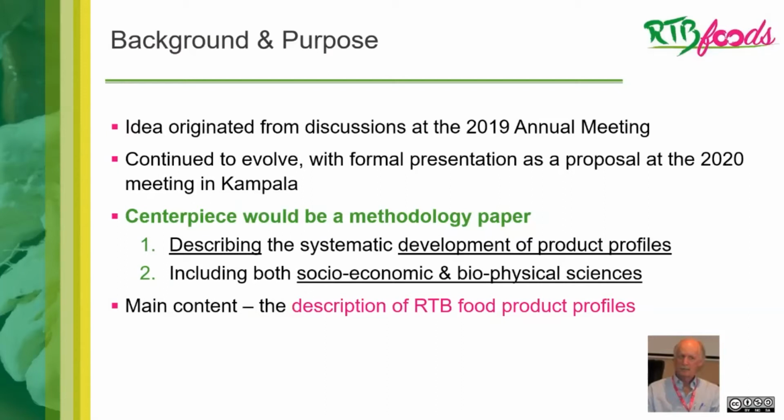The centerpiece would be a methodology paper which described the systematic development of product profiles, including both socioeconomic and biophysical sciences. The main body of content would be the description of the development of 11 RTB food product profiles. From that first seed, there could be many details about the germination, growth, and finally, the harvest, but I'll present just a few of the key ones.